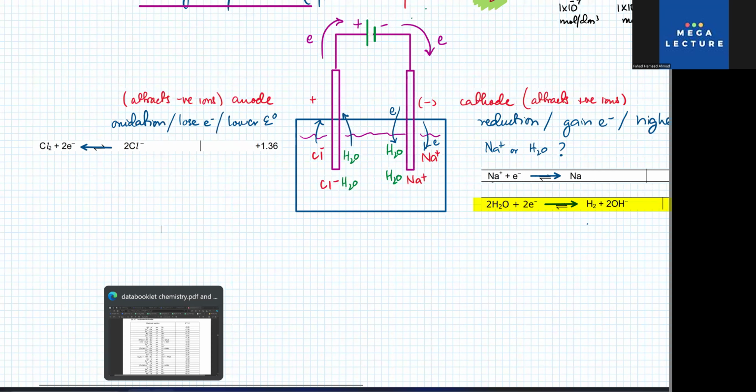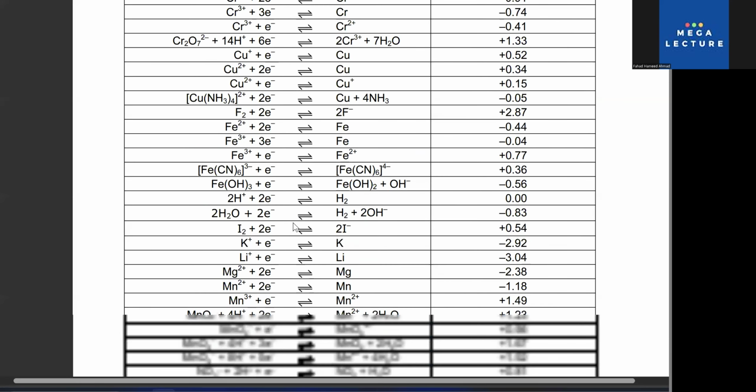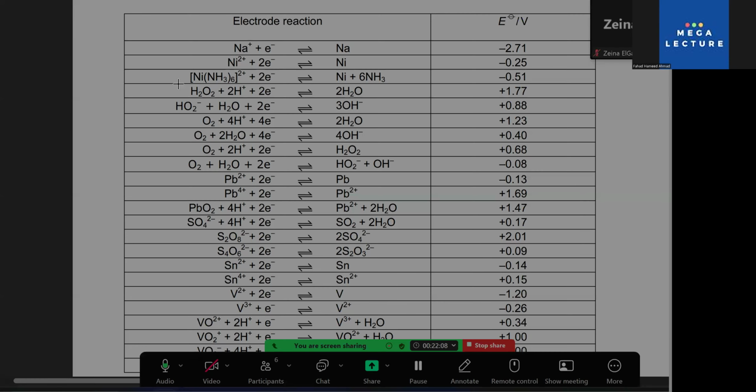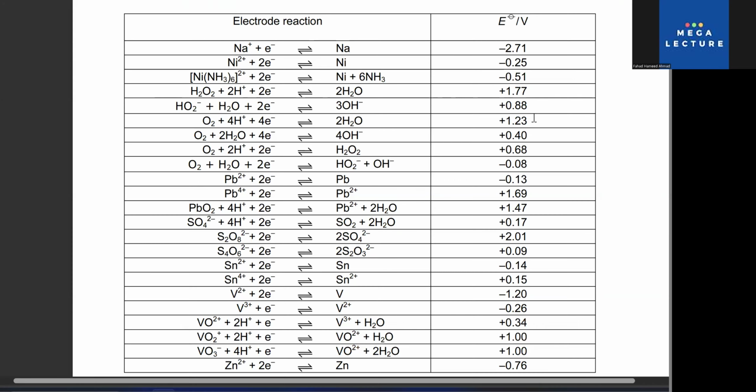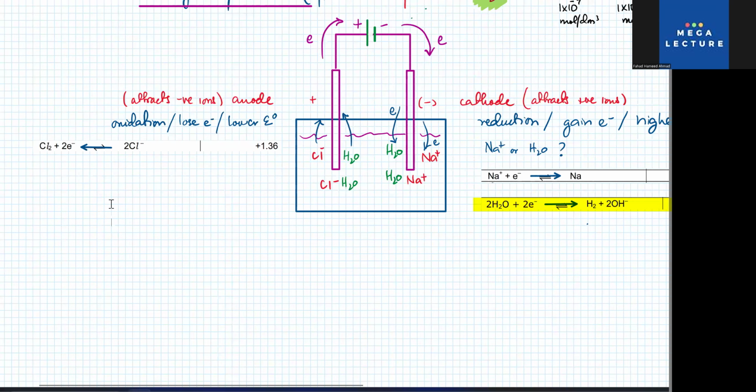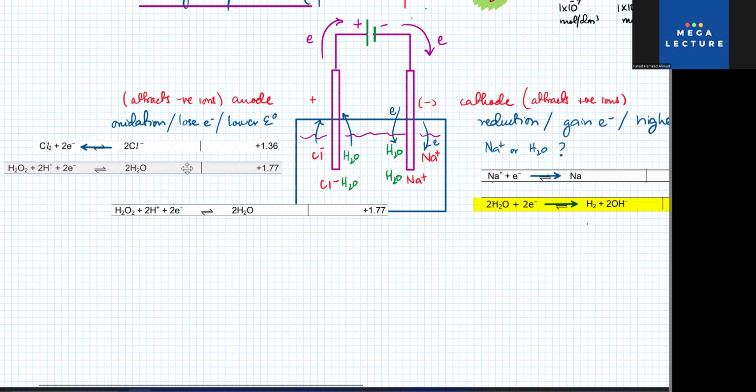And I've got water as well. So I'm going to try and figure out water losing electrons. So I'm going to look for the equation in the reverse direction. So I've found two equations where water is losing electrons. One of them is this one. So water losing electrons. And remember, look at the equation in the backward direction. Okay, so it's water losing electrons.